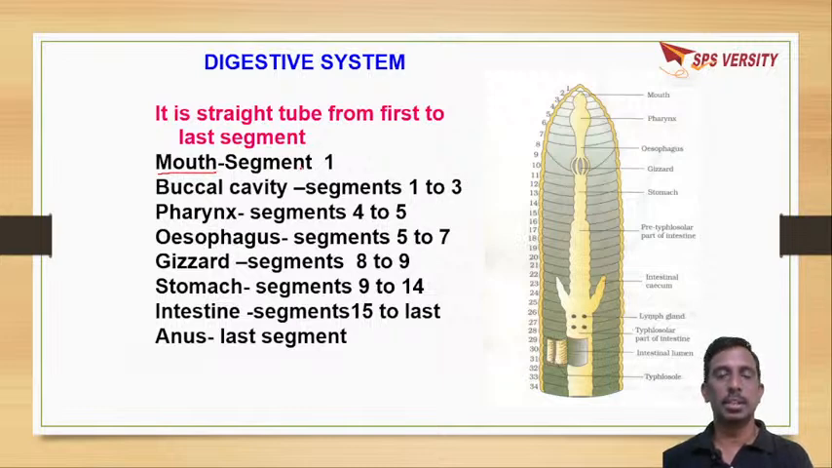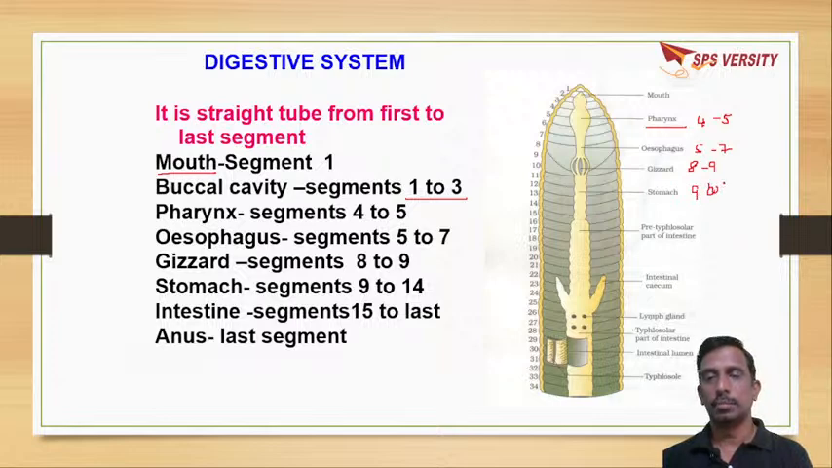Second, the buccal cavity, which is from segments 1 to 3. Pharynx, 4 to 5. Esophagus, which is a long tube-like structure, from 5 to 7. Gizzard, which occupies 8 to 9. Stomach, 9 to 14. And from 15 to the last segment, it is the intestine.